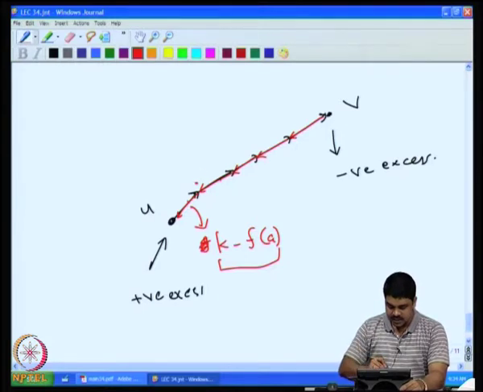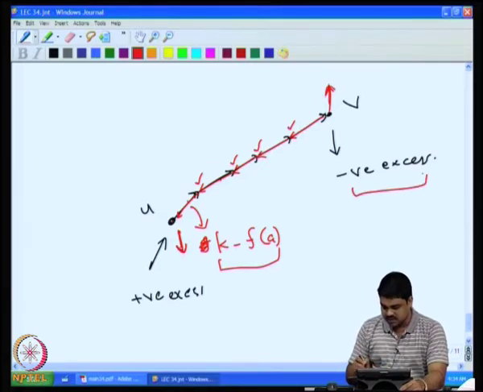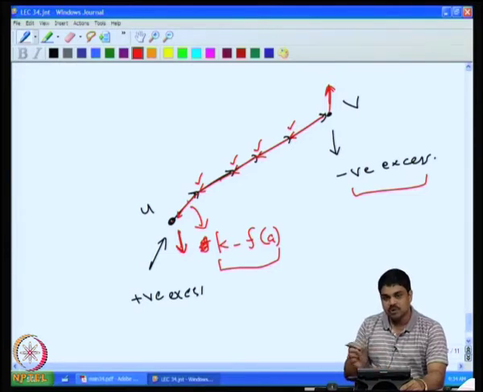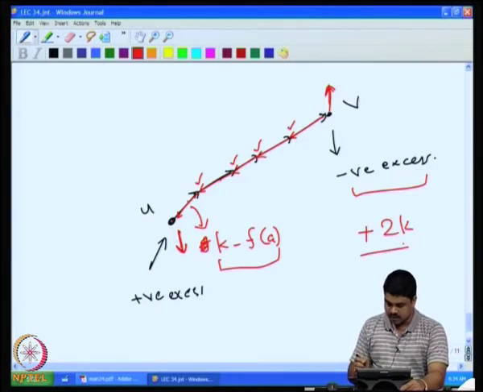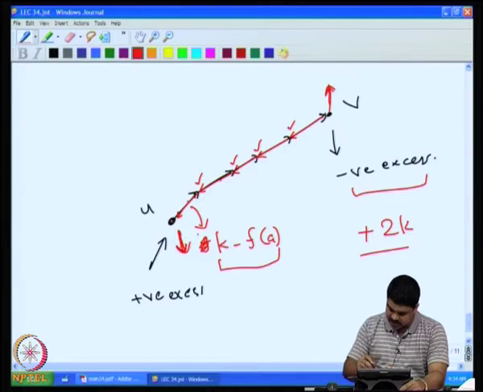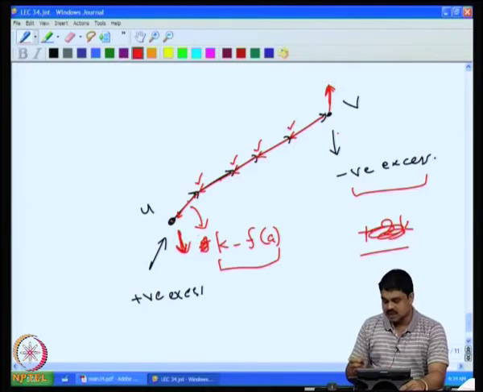Now, we can see that the excesses for all the intermediate vertices are not changing, while at this end there is a decrease by k and at this end an increase by k. Because this is a negative excess, the increase will cause the absolute value to decrease. This is a positive excess, here is a decrease, here is an increase. So, totally there will be a decrease in the total sum of the absolute values of the excesses.